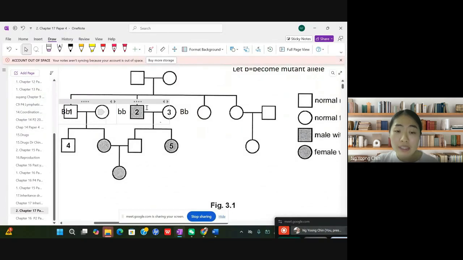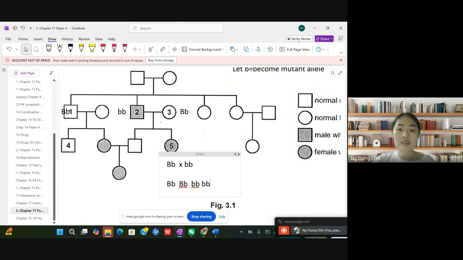When you cross this 2 with 3, you can do it by yourself. So Bb crossed with bb, you can produce the offspring. So it will be Bb, bb, and Bb, bb. So about half of them will be normal but carriers, because it's one large B and one small b. So it's actually a carrier, even though it's normal. And here will be affected.